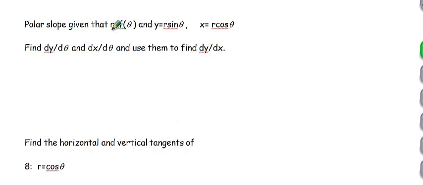We know that r is some sort of function of theta, and y is r sine theta, and x is r cosine theta. So we want to find dy d theta, dx d theta, and use them to find dy dx. So we want to find slope, just normal rectangular slope. So we're going to derive the slope formula. We want to find dy d theta. Unfortunately r is a function of theta, so this needs a product rule: r prime sine theta plus r cosine theta. So that's dy, and then we're going to put that over dx.